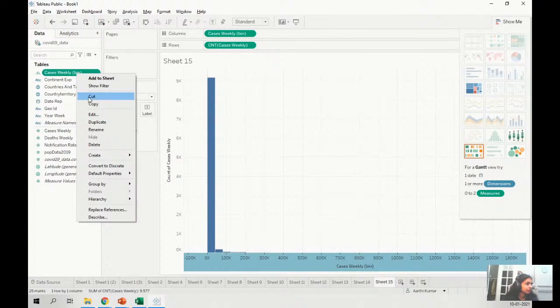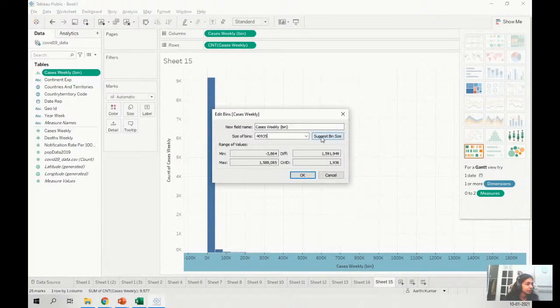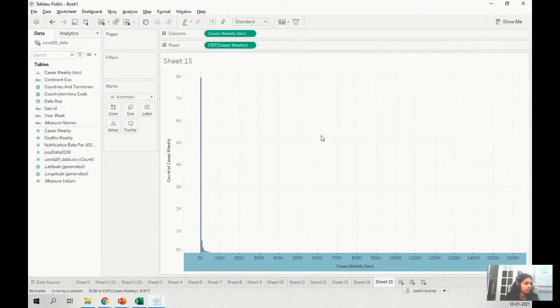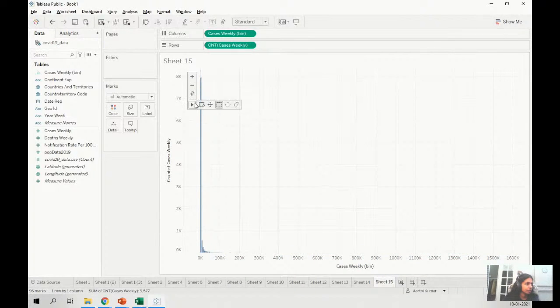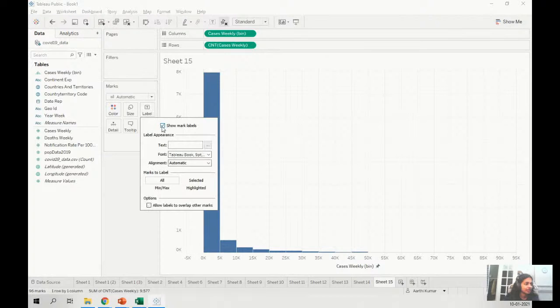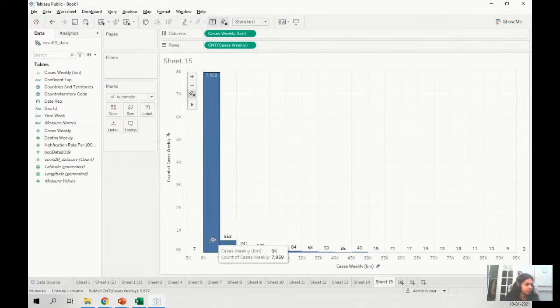So I'm going to go here and edit. This is the suggested bin size. Instead of this, let's say you want to look at 5,000. So this is how your value is, you see thin lines. I'm going to show it by zooming in. So here you have edited the bin size. The first bin is 0 to 5,000, next is 5,000 to 10,000, and so on. So this is your histogram.